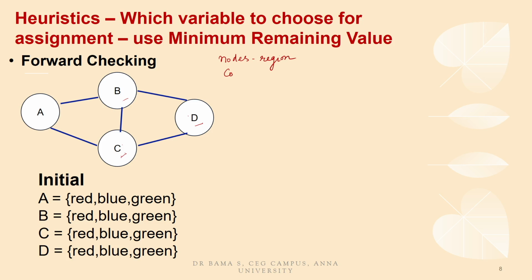Nodes are regions or the variables. Okay. Suppose we say A, initially we are going to assign all the domain values to this variable. Suppose A will have all red, blue and green, B also will have all the 3 colors that are being assigned, C also will have the 3 colors and D also has the 3 colors.